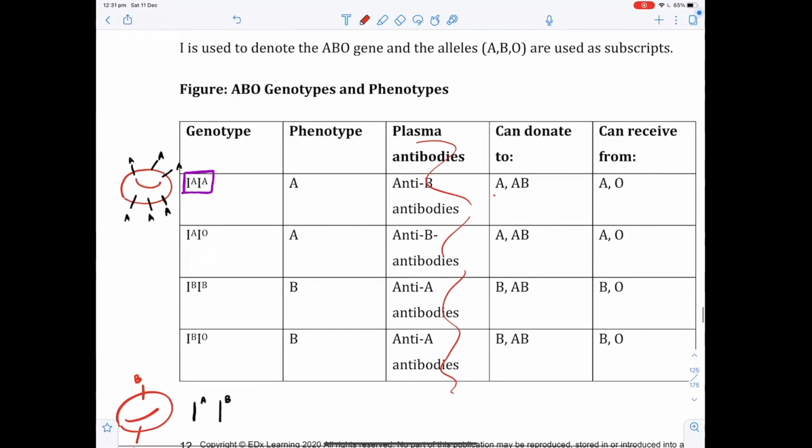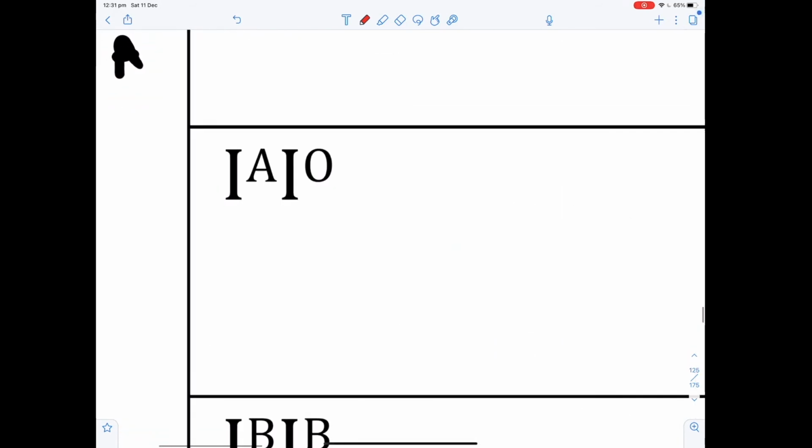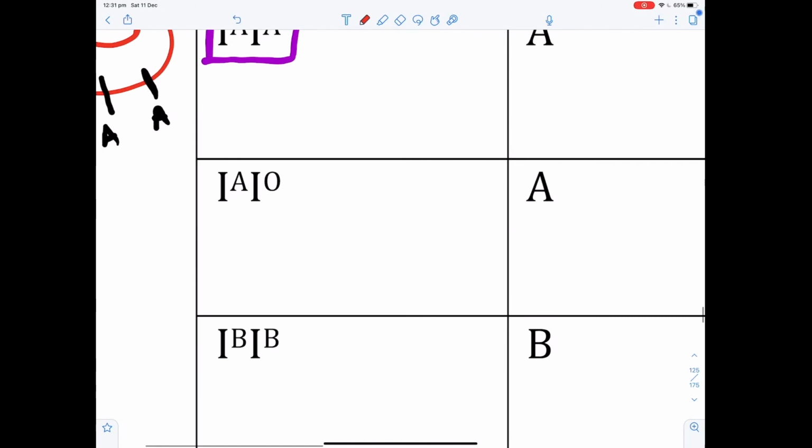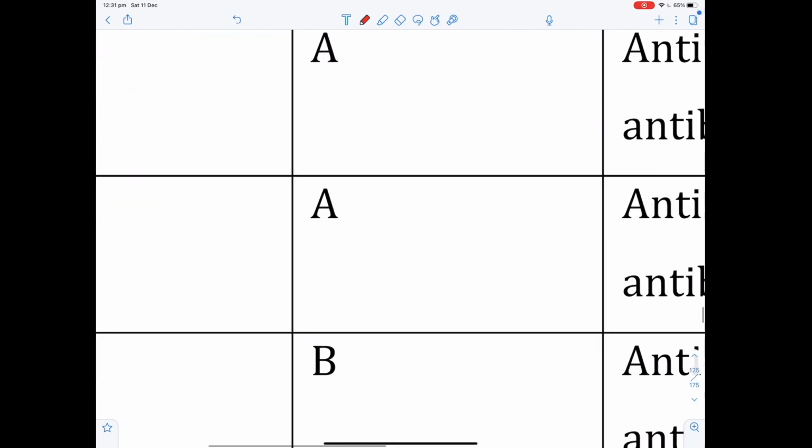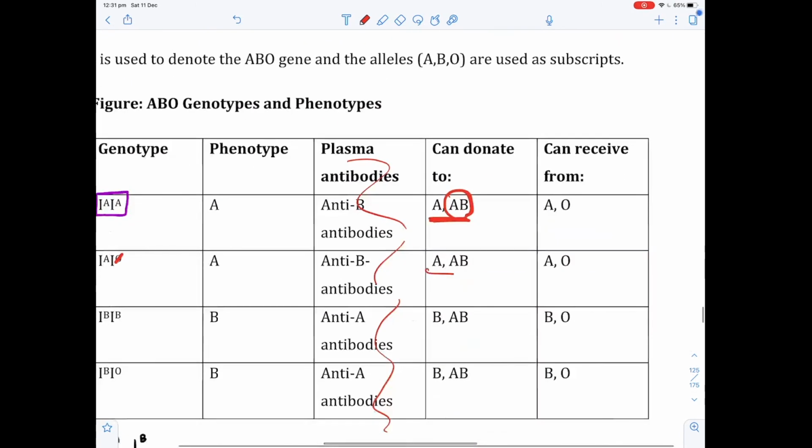Yeah, hopefully you all got that they can donate to A and AB. That's what I spoke about with AB. AB has A antigens, which are self or non-foreign. Okay, good. What about if you're this genotype? What would your phenotype be? Good, because it's your simple dominance relationship. The A will mask the O, and the phenotype will still be A. It'll be the exact same effect as our previous example.